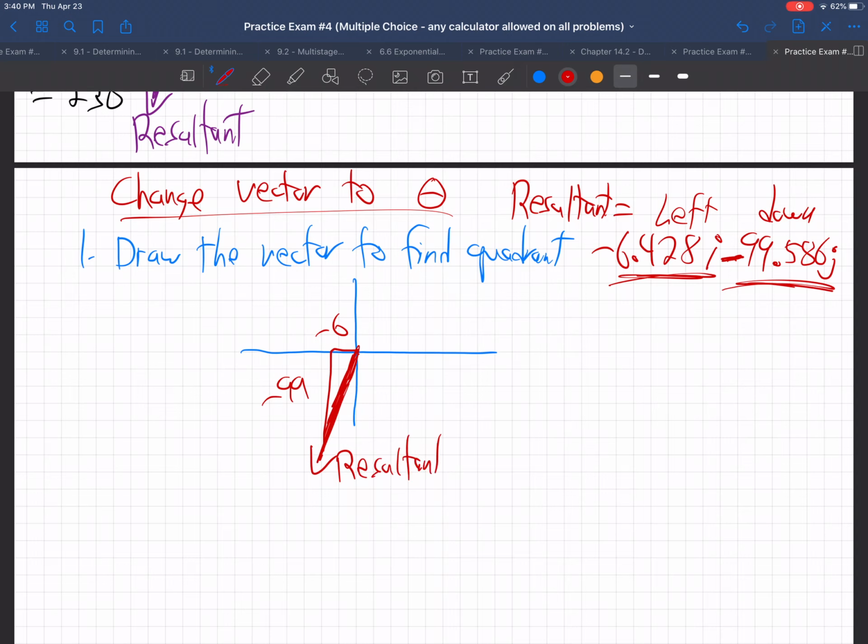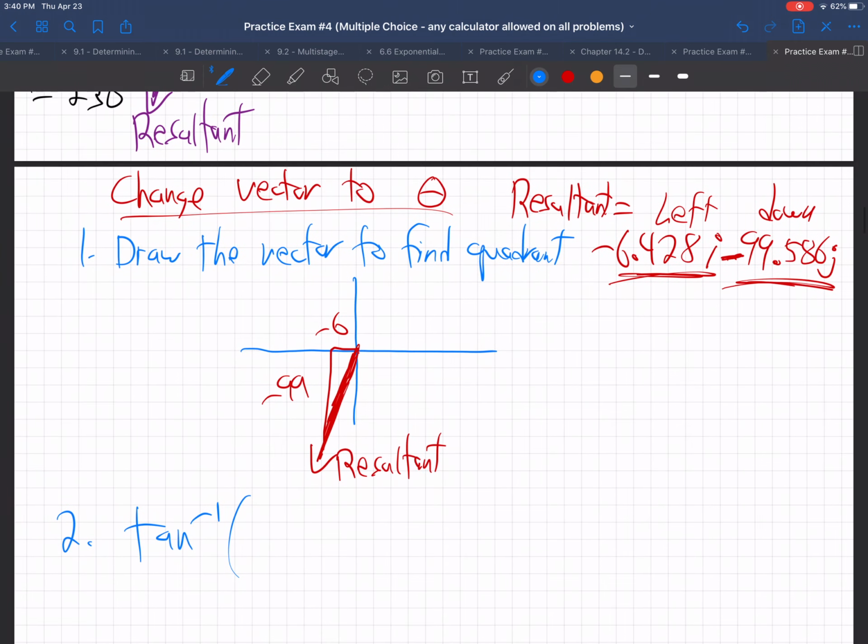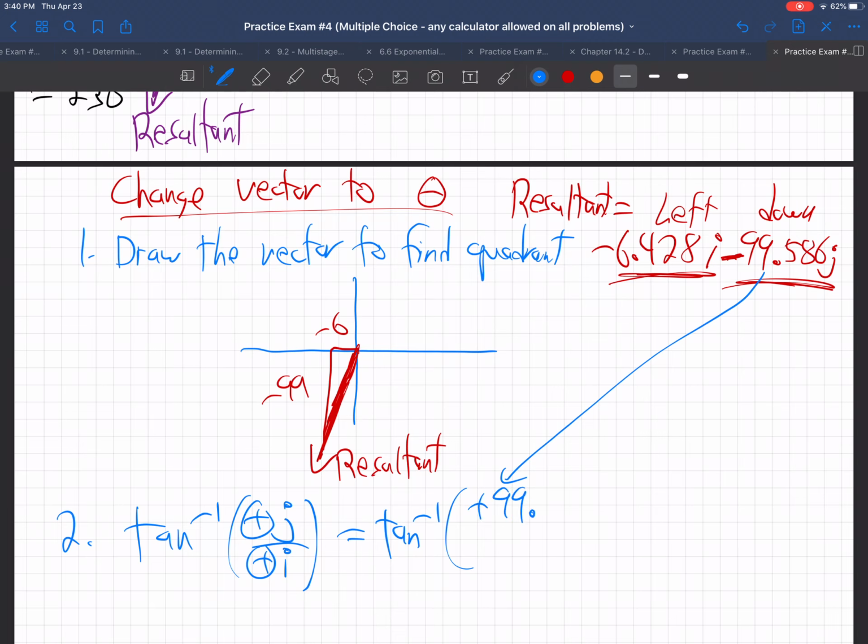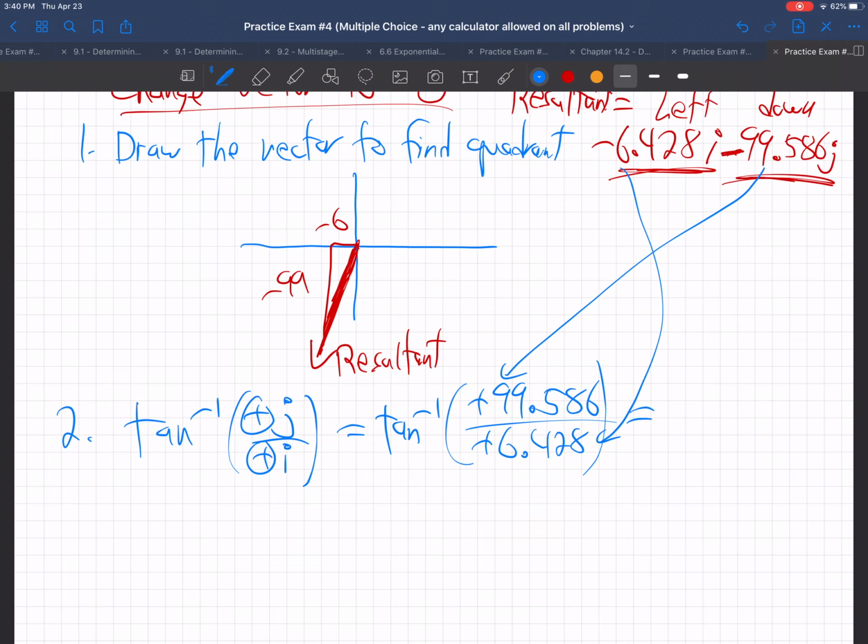Okay? So you've got to draw that. Don't skip that step. Number 2, now do the tangent inverse. Most people want to dive right in, but watch this. This is different than MathXL because they don't do a good job covering this. You need the positive version of j over the positive version of i. You've got to make them positive. Why? Let me just keep going and I'll explain the why in a minute. Tangent inverse, so I take the j's positive version, 99.586, over the i's positive version, positive 6.428, like that. Hit the buttons on your calculator.